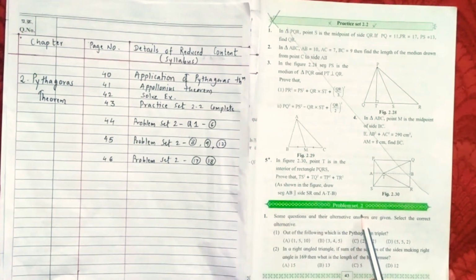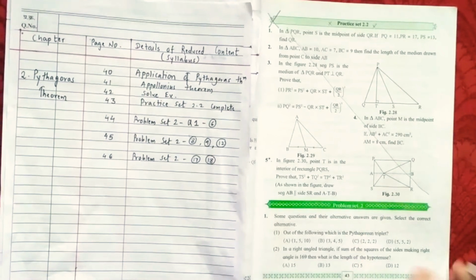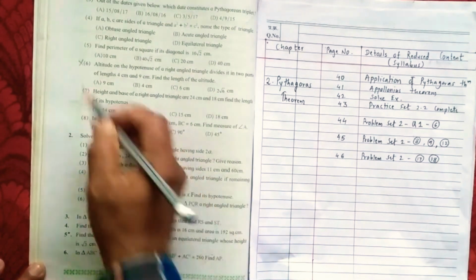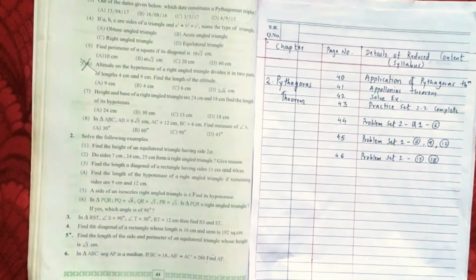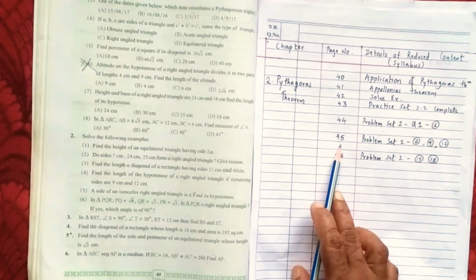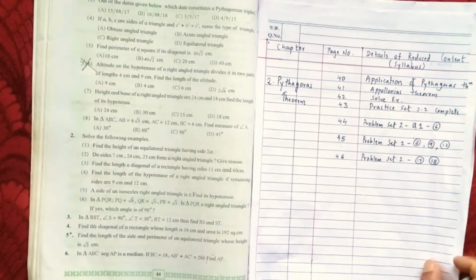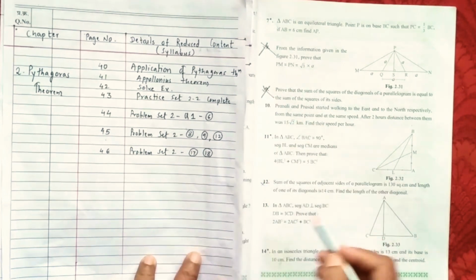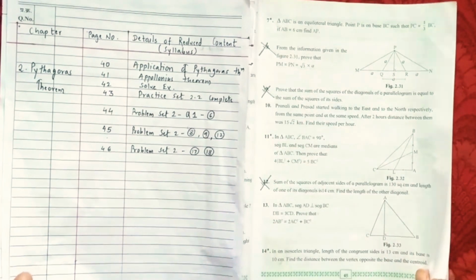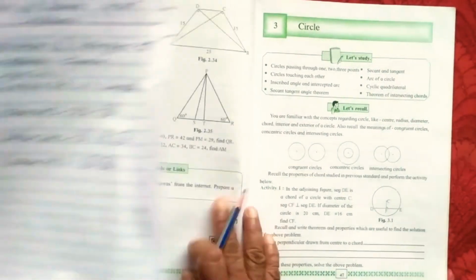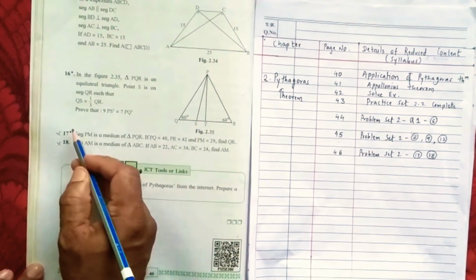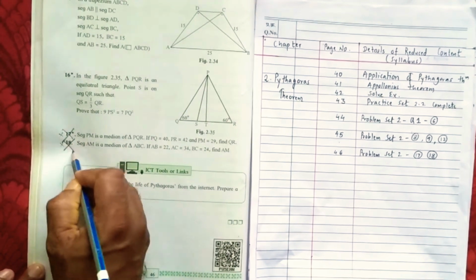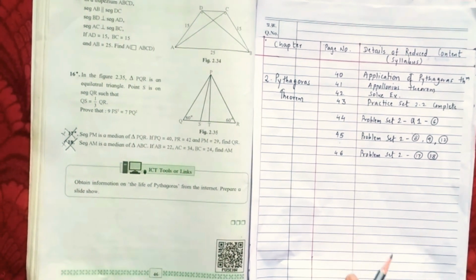Now from problem set 2, question number 1, page number 44, the sixth sub question is reduced from the syllabus. Page number 45, example number 8, 9 and 12 are reduced from the syllabus. And at last page number 46, example number 17 and 18 are reduced from the syllabus.